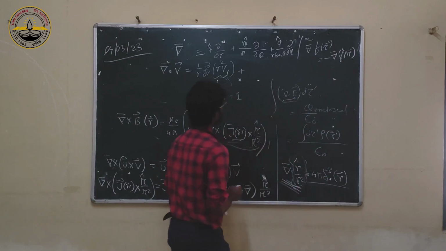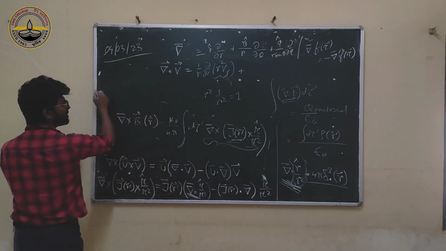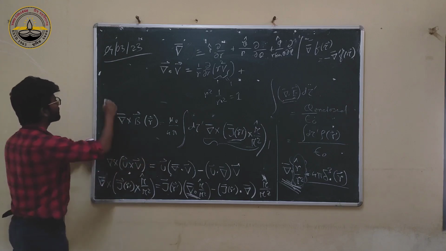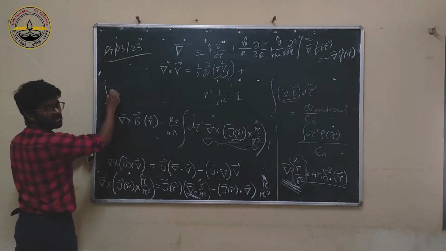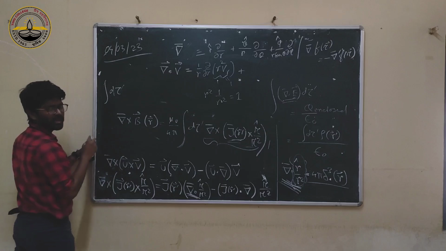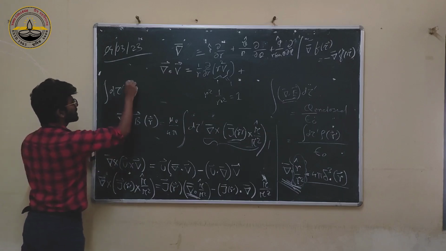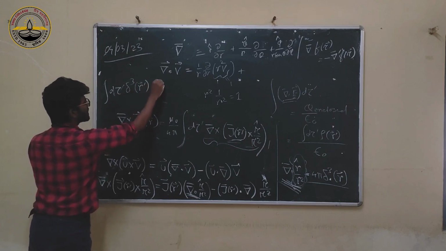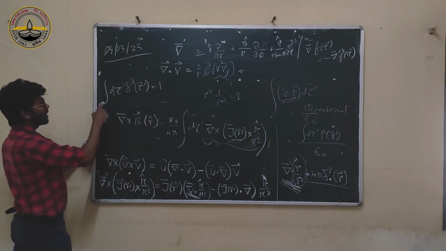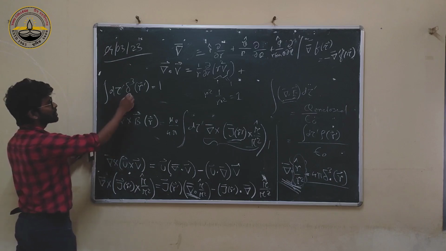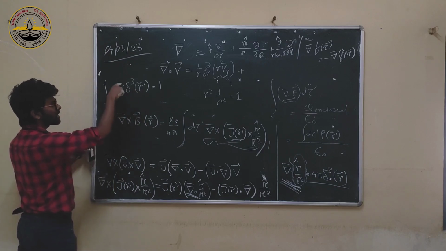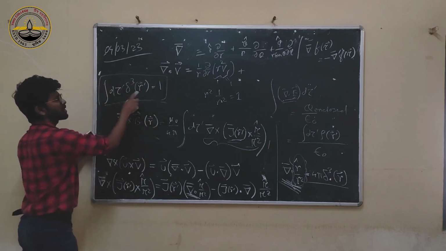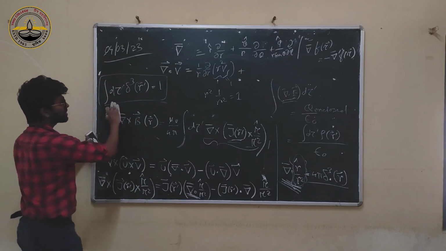How do you define delta? You define it in terms of an integral. They are not like functions, so they are only defined inside an integral. This means the integral of d tau prime of the three-dimensional delta of r prime is 1, if you include the origin inside the volume. So this is the definition. This becomes 1.